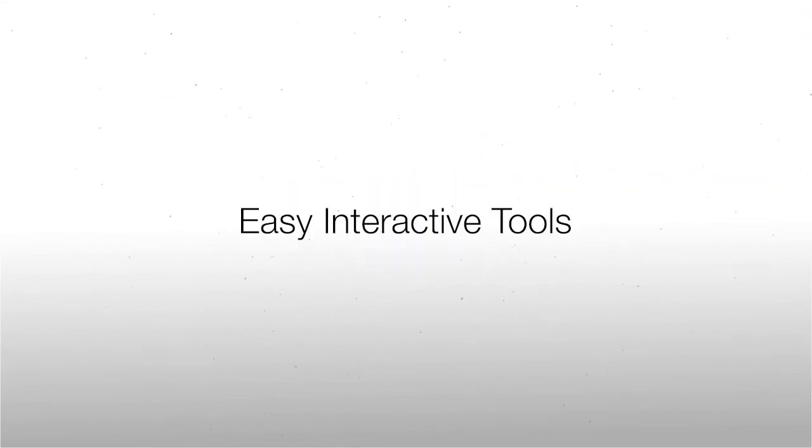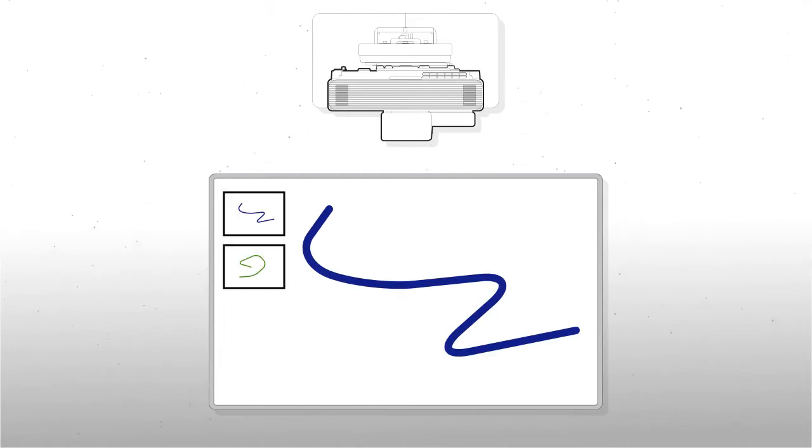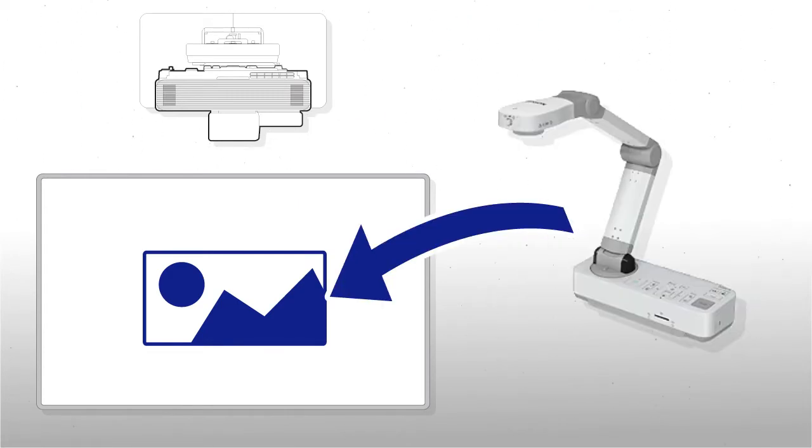You can use the Whiteboard mode within Easy Interactive Tools, or EIT, to create a digital dry erase board where you can write and draw, add, delete, and manage pages, and insert images from files on your computer or an attached document camera.